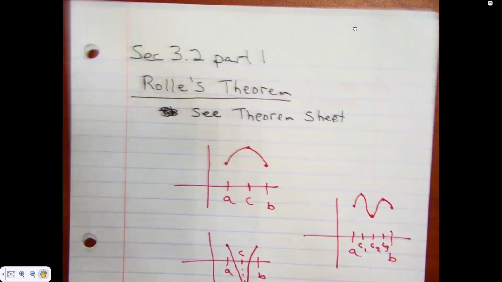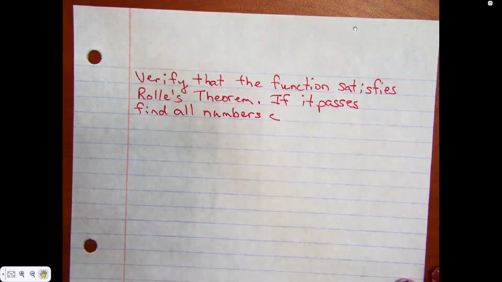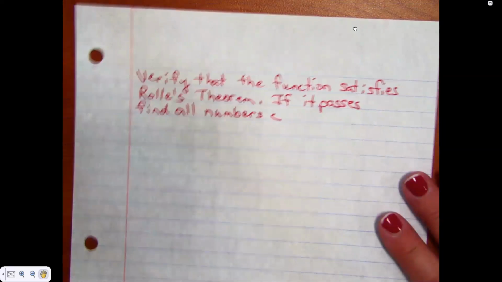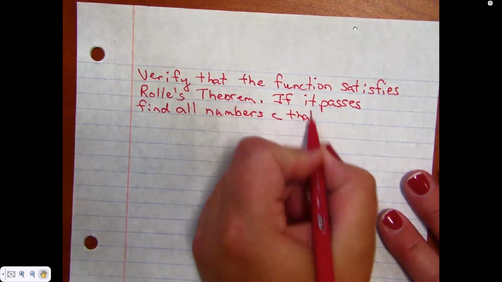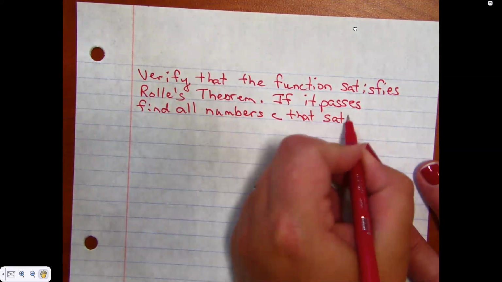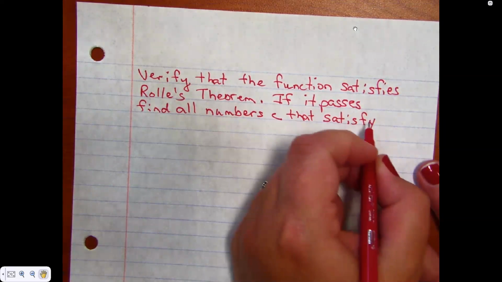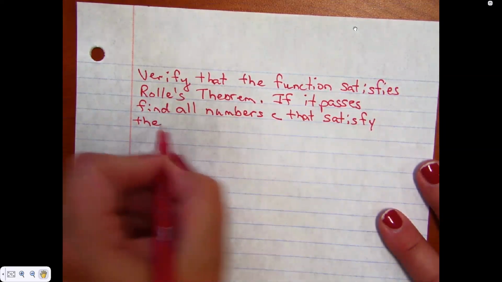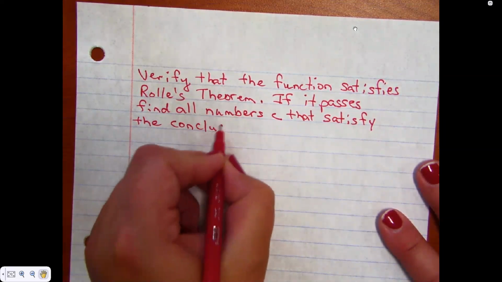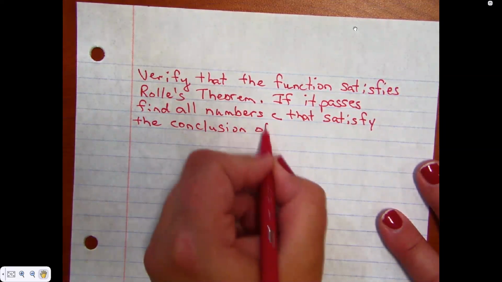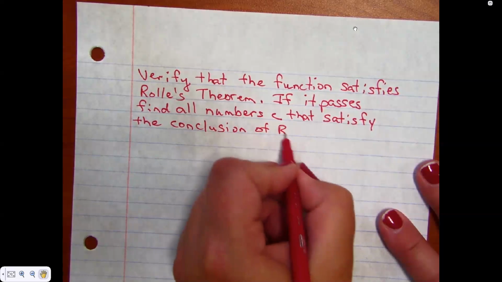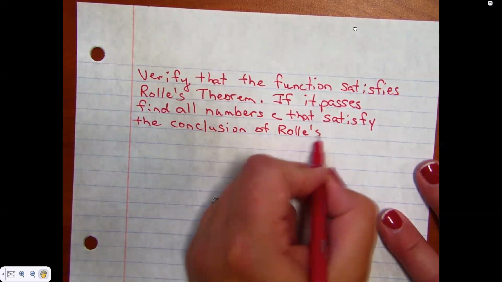All right, find all numbers C that satisfy the conclusion of Rolle's theorem.